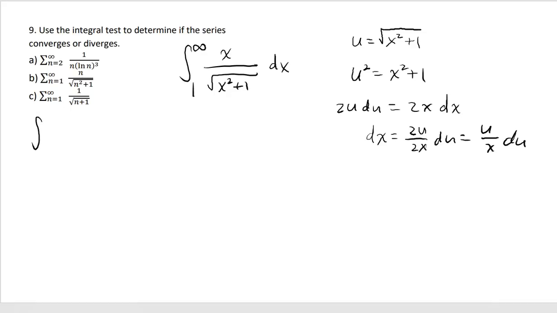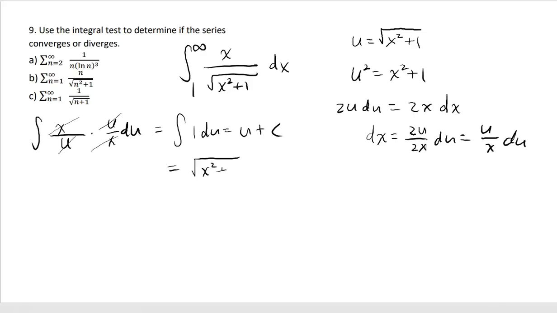Okay, why is this good? Well, if we look at the indefinite integral, we have x over, we decide to call this thing u, right? So it's u times dx is u over x du, so you put u over x du, and they just cancel, which leads to 1 du, which is u plus c. But because u is square root of x squared plus 1, we end up with this as our indefinite integral, and that makes this calculation very easy now.